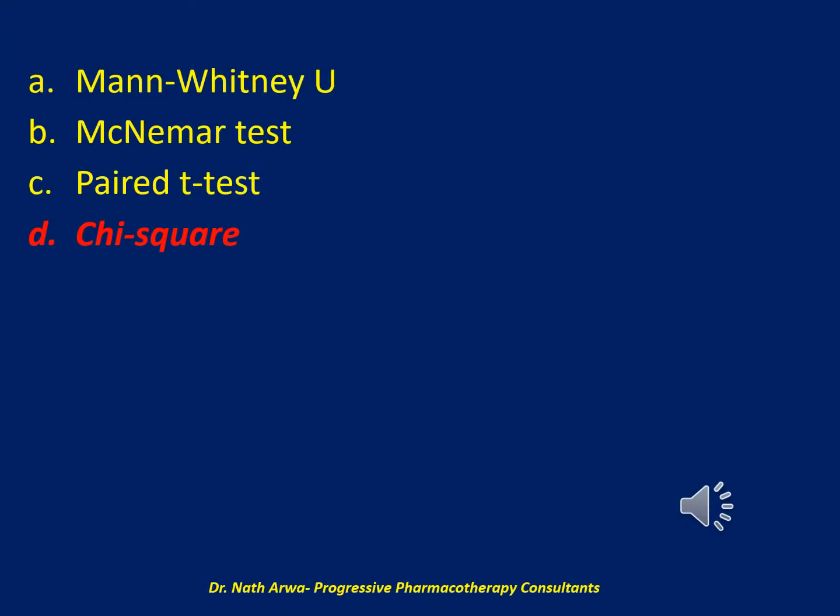And the correct answer is D. chi-square. The primary endpoint measured is nominal data from two unrelated groups, therefore, a chi-square test, answer D, would be the most appropriate test. The paired t-test and McNemar test are both used in assessing related groups.